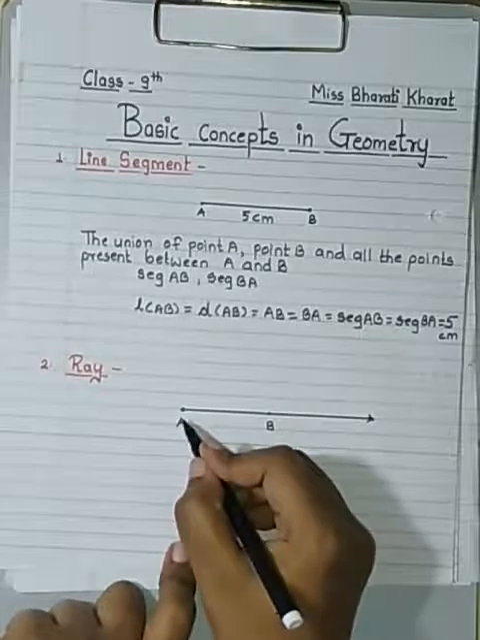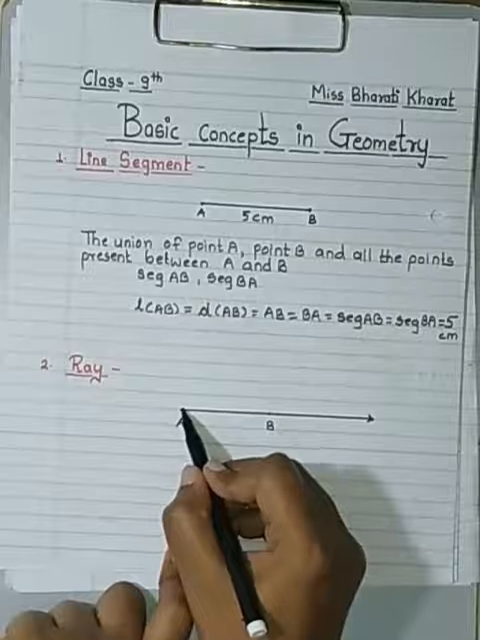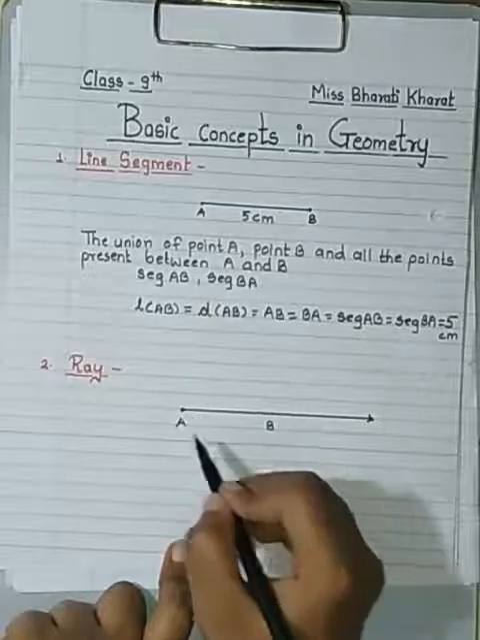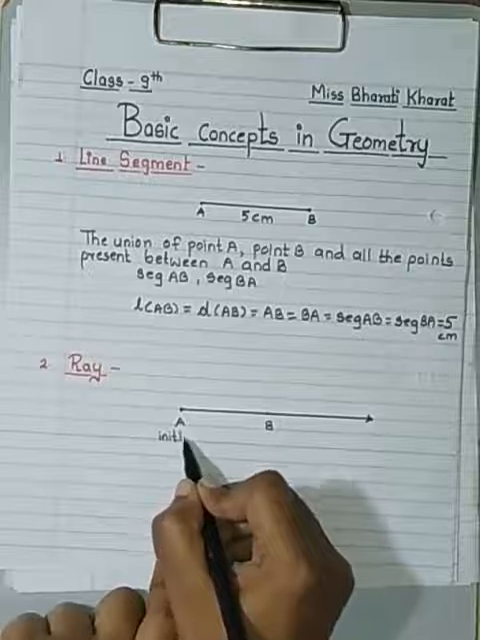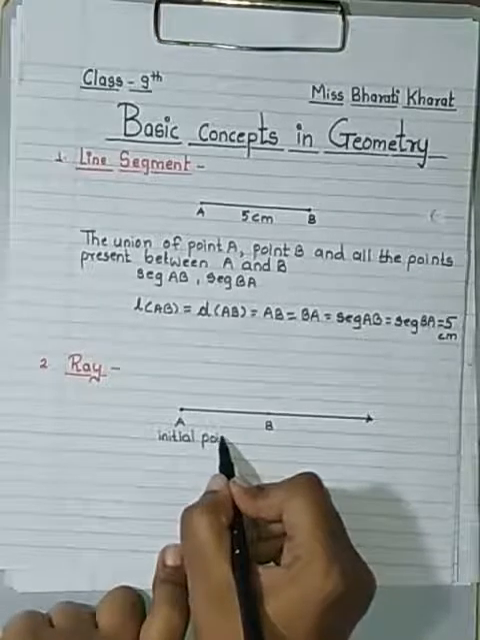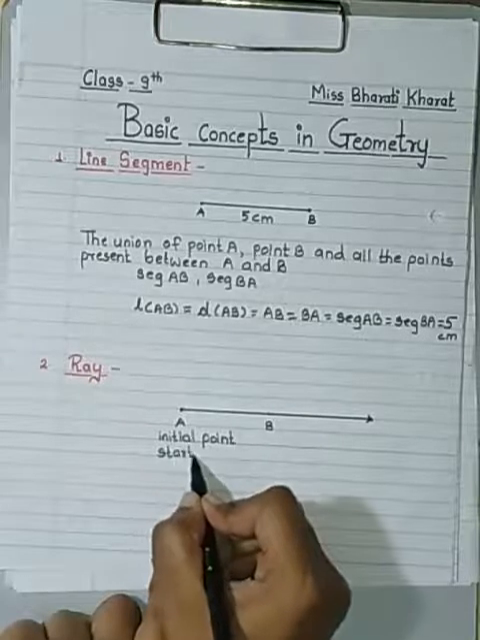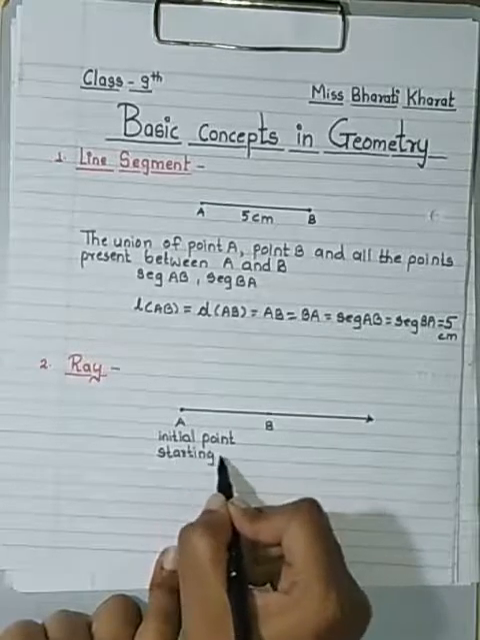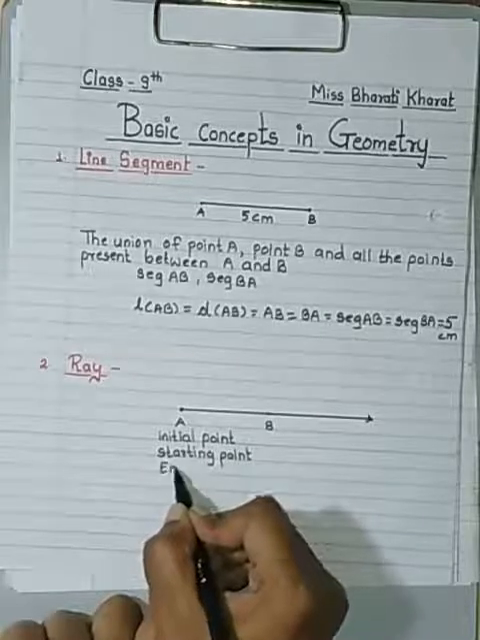Now you can see a ray has only one end point. It is called the initial point, or it is called the starting point, or also it is called the end point.